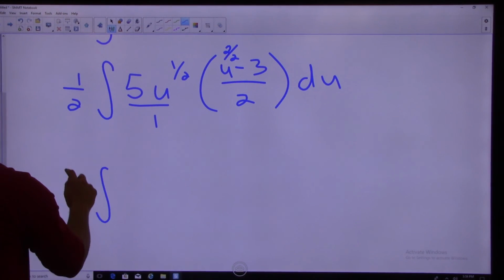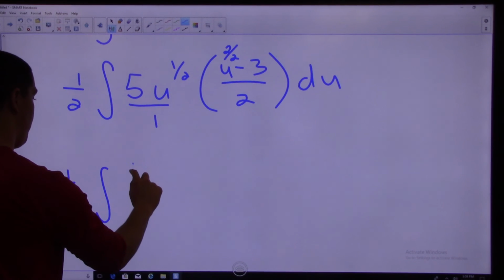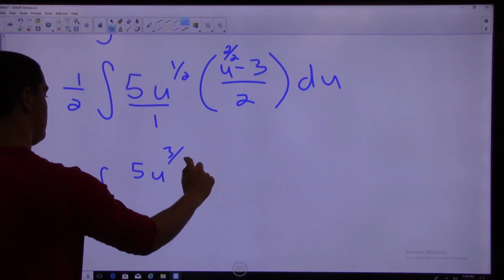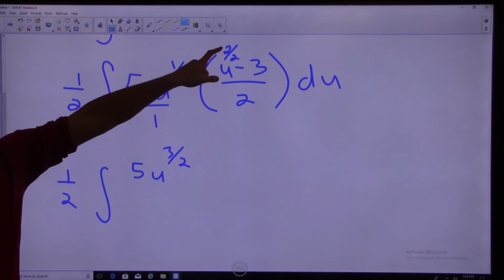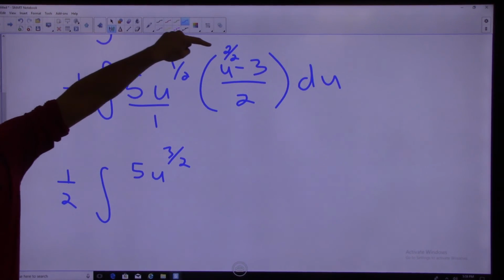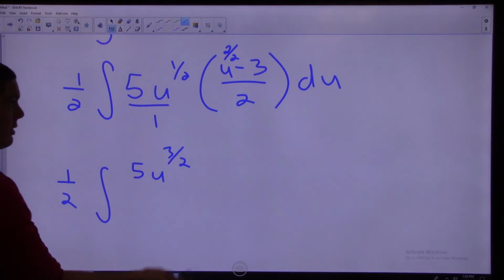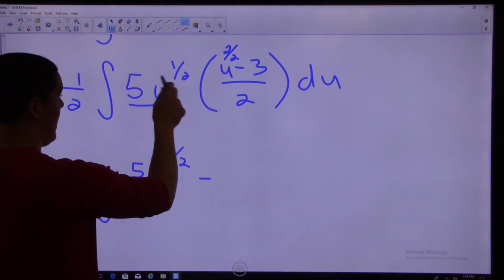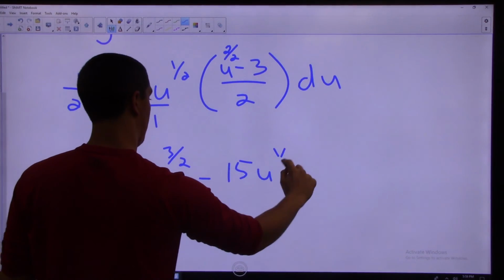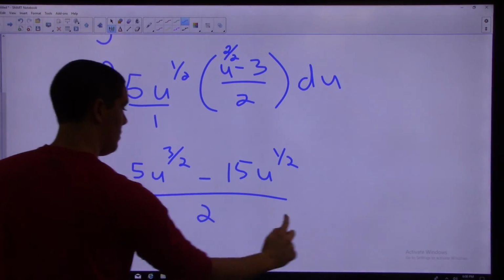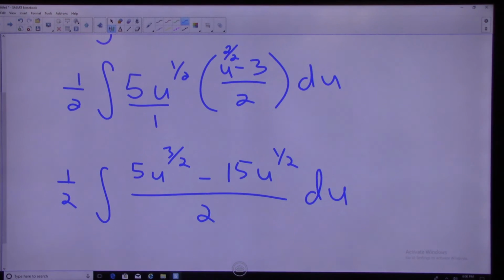So guys, what we're going to have is the integral of 5u to the 3 halves, okay? u to the 1 half times u to the 2 halves, or 2 over 2. 1 half plus 2 over 2 is 3 over 2, okay? And then we have minus 5u to the 1 half times negative 3 is negative 15u to the 1 half, all over 2 du. Now, do you guys like working with fractions? Probably everybody said no. So let's try to get rid of that 1 half.